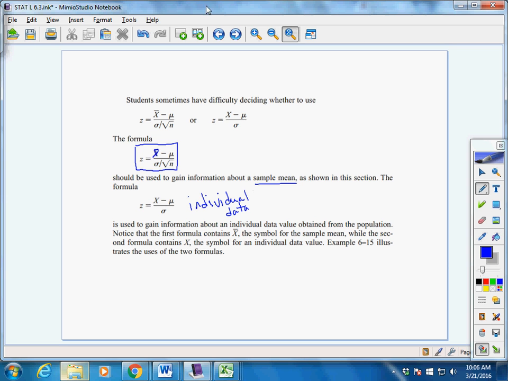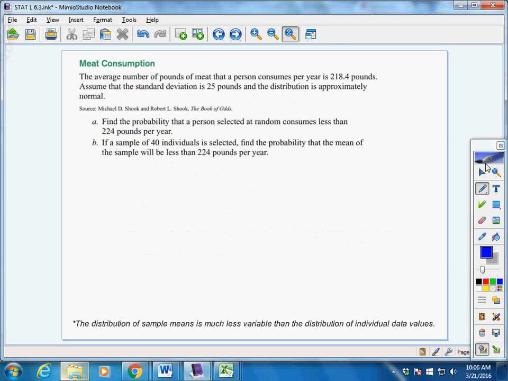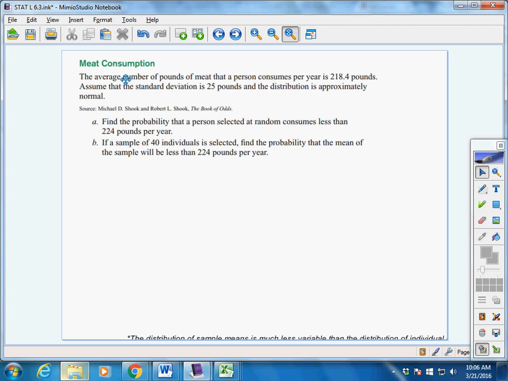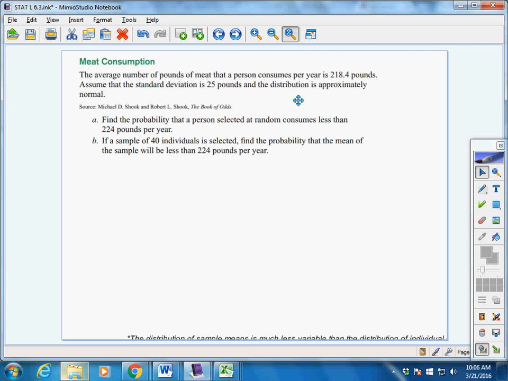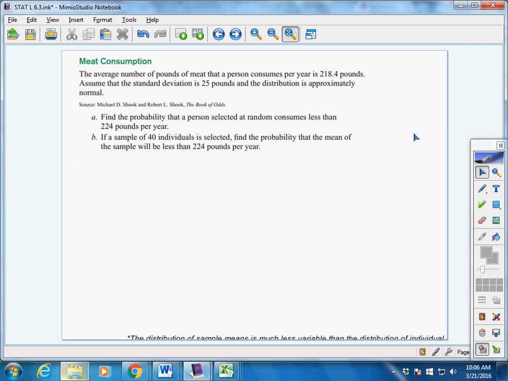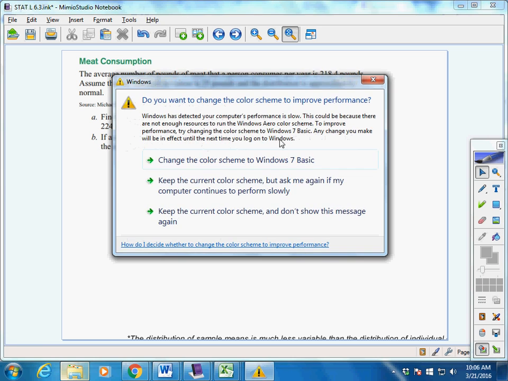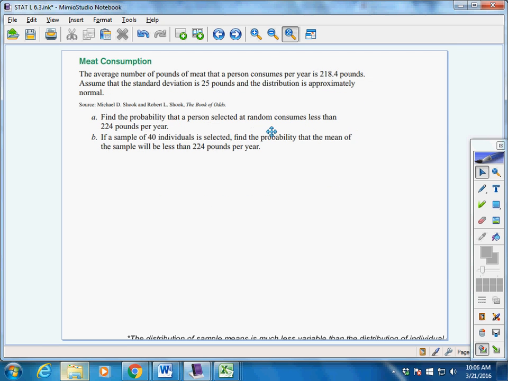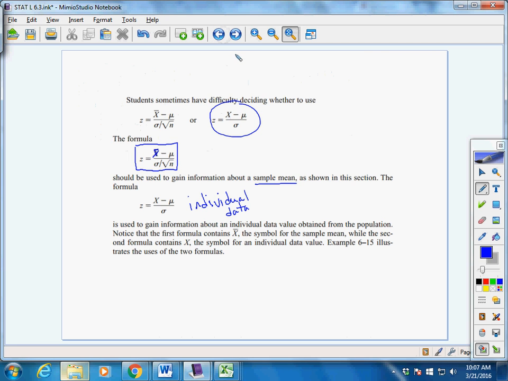So let's look at an example between the two formulas. It says the average number of pounds of meat that a person consumes per year is 218.4 pounds. Assume that the standard deviation is 25 pounds and the distribution is approximately normal. Part A says find the probability that a person selected at random consumes less than 225 pounds per year. So what formula are we going to use? A person selected at random. A person. So if we're talking about just one person, we're going to use our normal formula, our original formula.